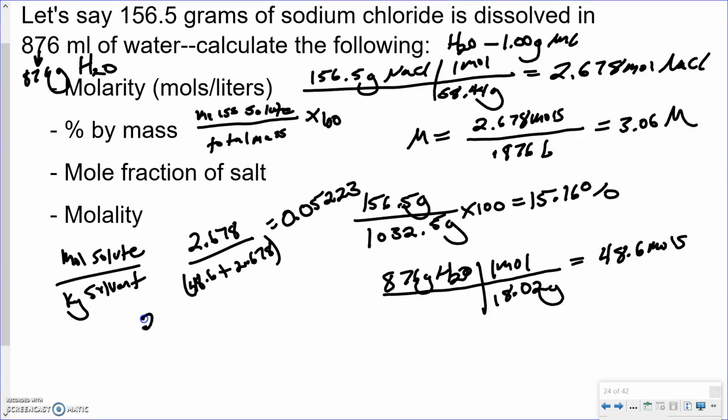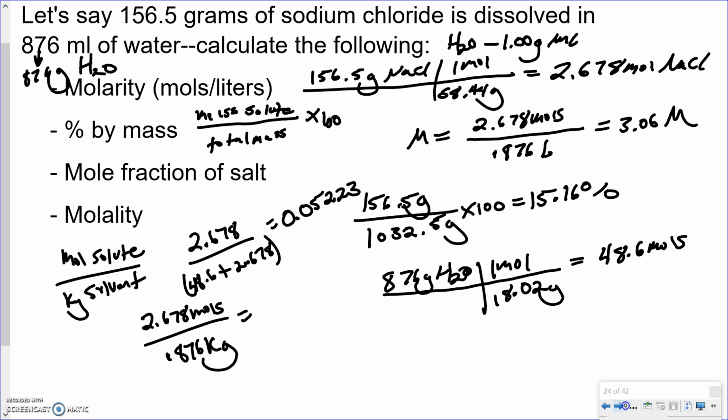So our moles of our solute is 2.678 moles of NaCl. We then need to get our kilograms of our solvent, which we know we have 876 grams, which means 0.876 kilograms. And again, the reason that's the case is because that is our solvent. Water is our solvent. So when we dissolve the 156 grams of sodium chloride into the 876 milliliters of water, the volume of water is going to basically remain as 876. So the volume of the total solution for molarity is 876 milliliters, or 0.876 liters. Okay, so that is why these two numbers end up being the same thing.